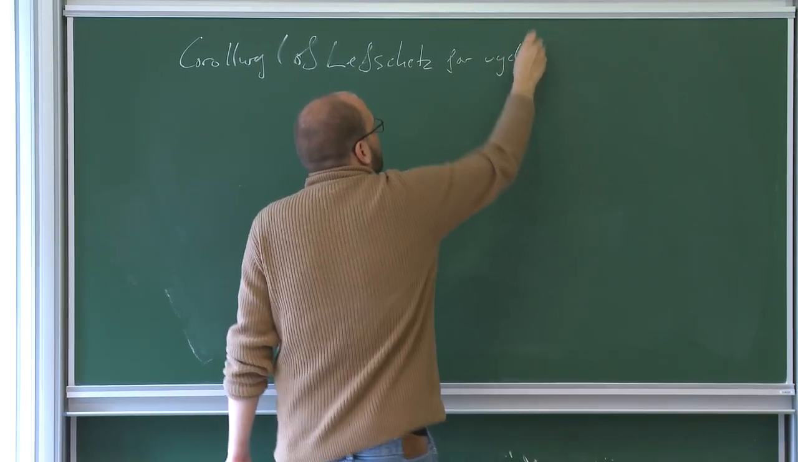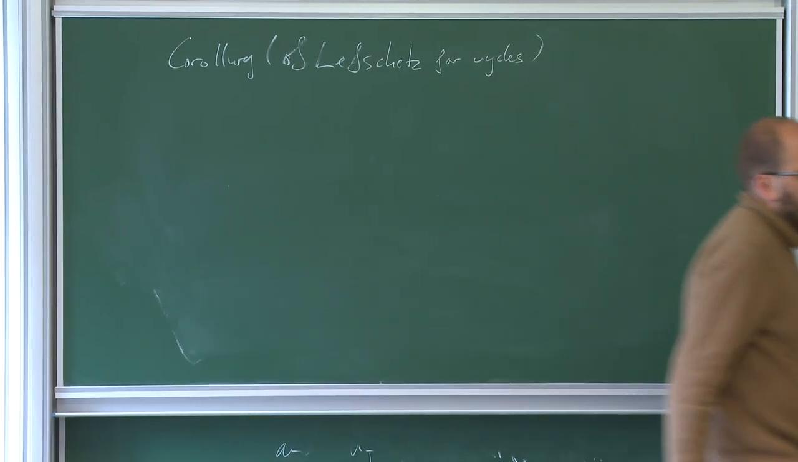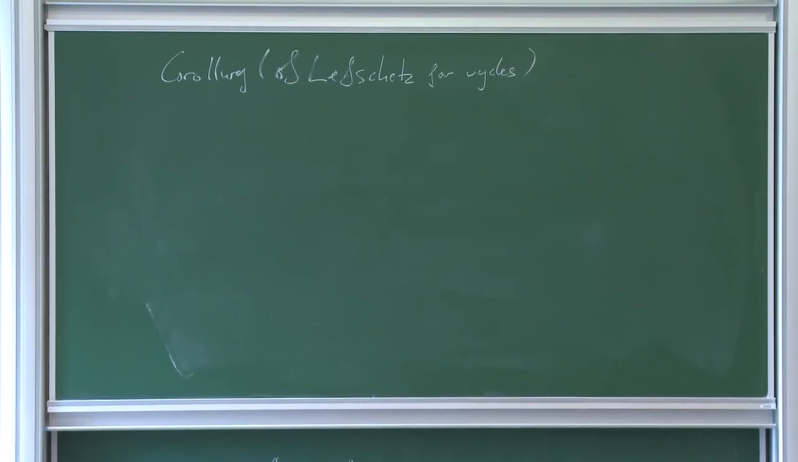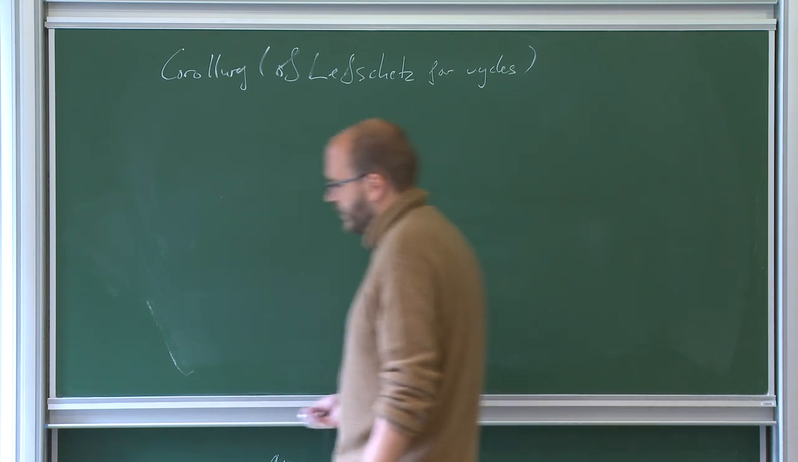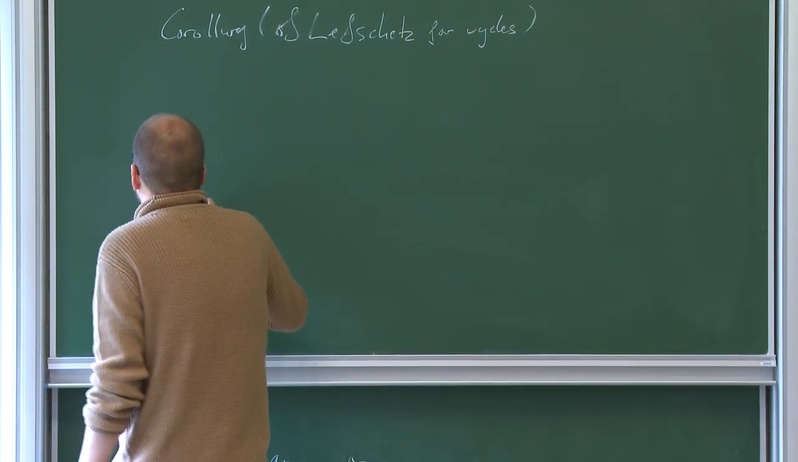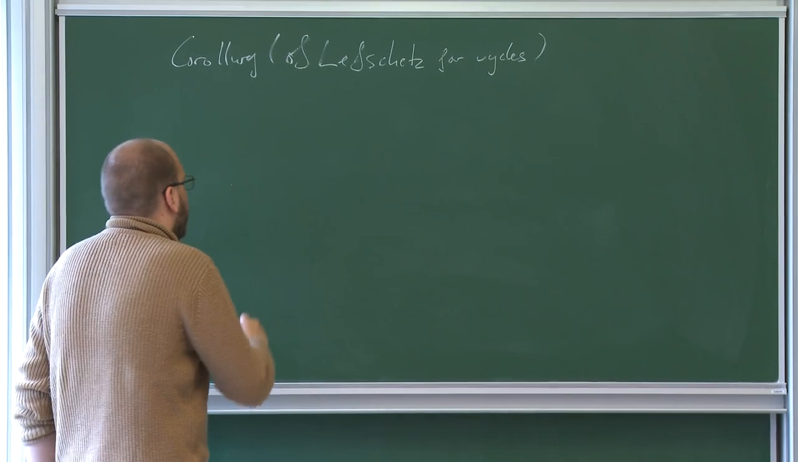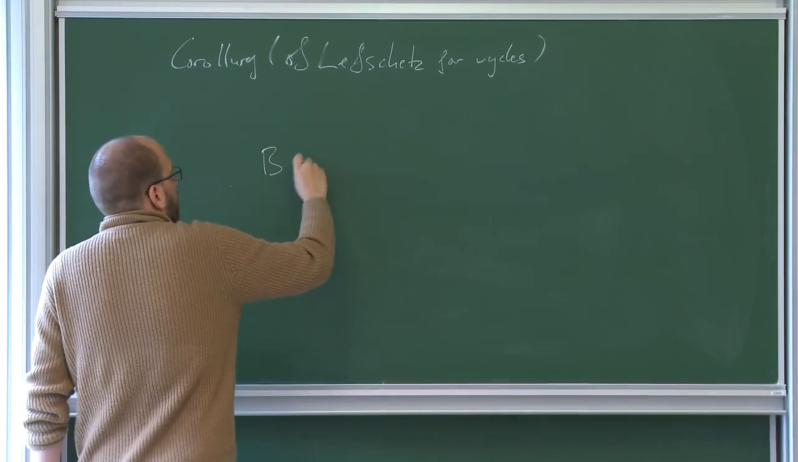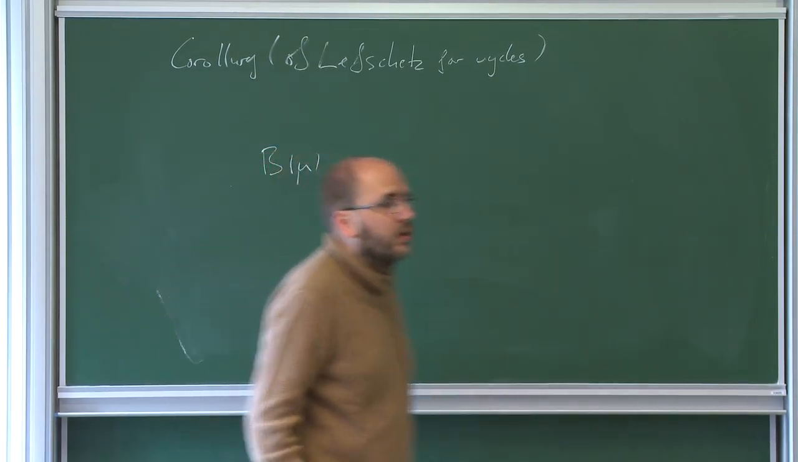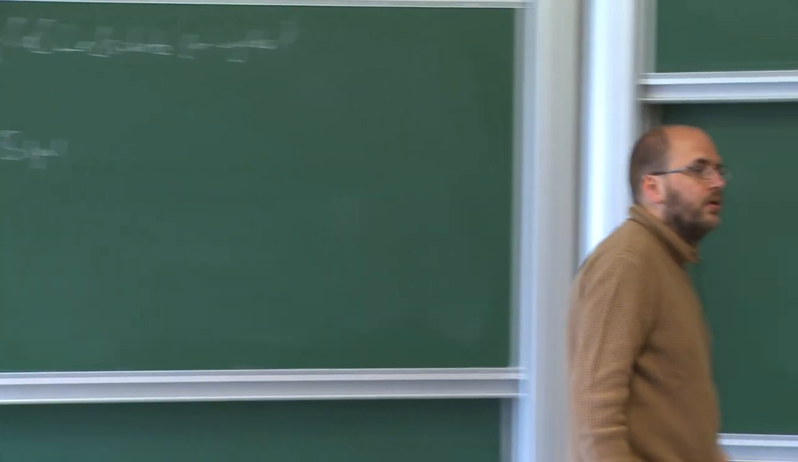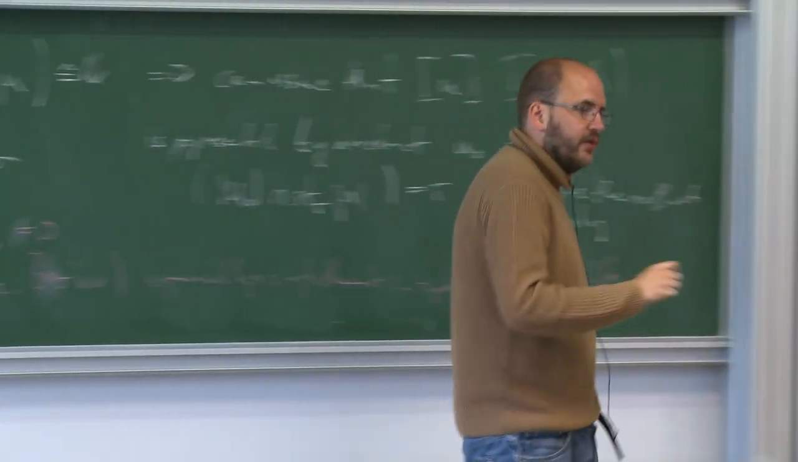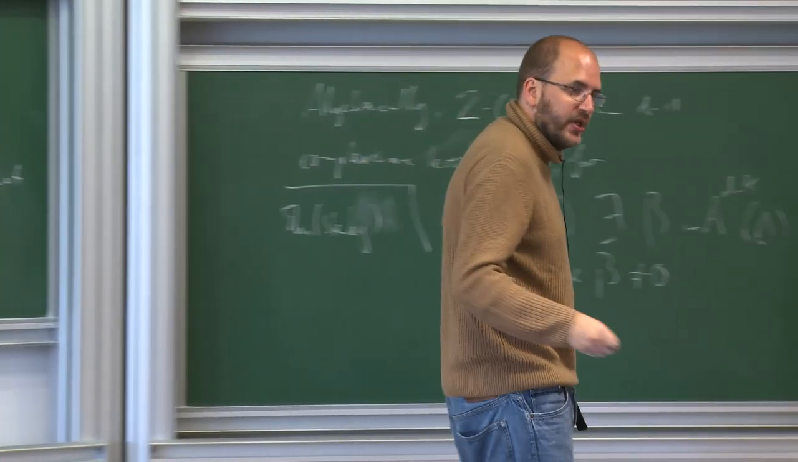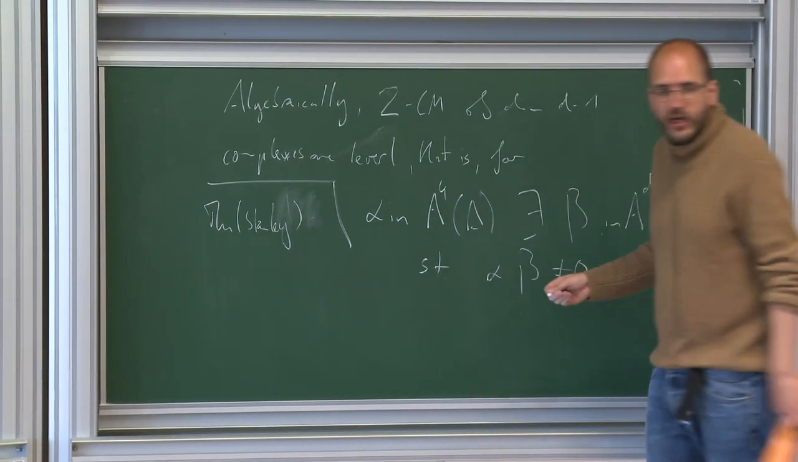So I want Lefschetz for cycles. I want to state a corollary of Lefschetz for cycles. And for this, I introduce, remember that B of mu. For this one you need also to impose some, you take a general, small, it's just a linear system of parameters. It doesn't have to be generic. So for now, there's no generic here.